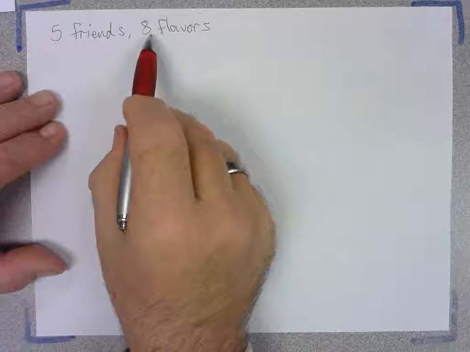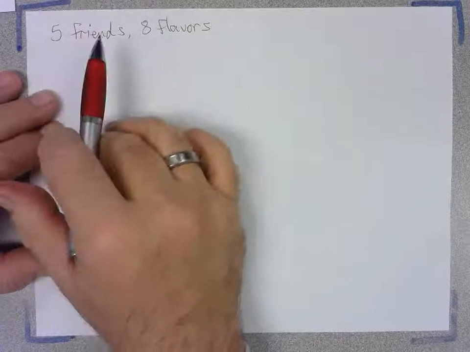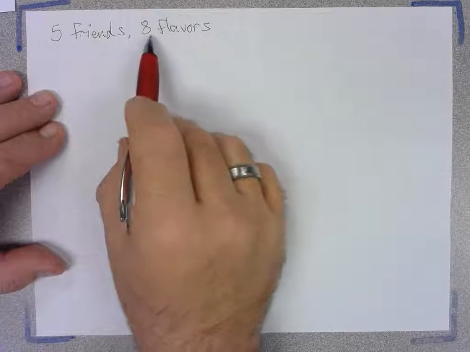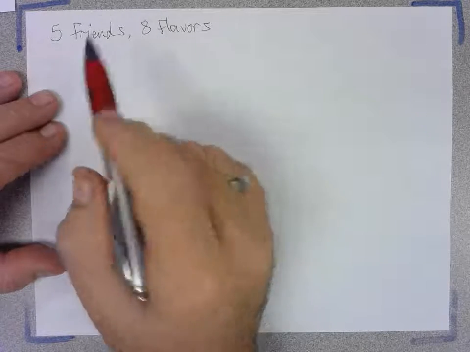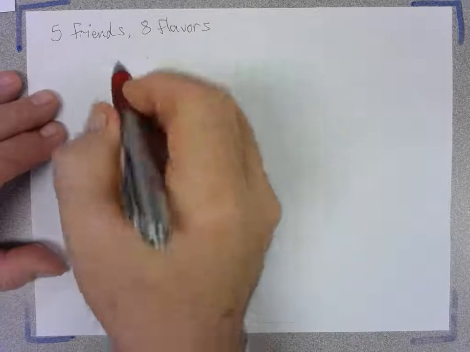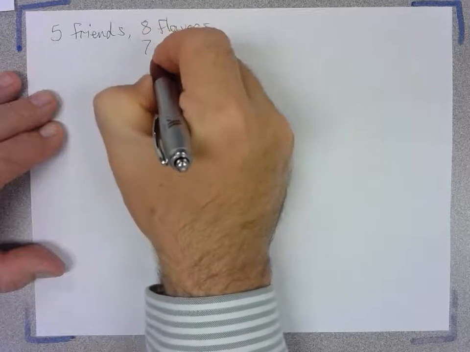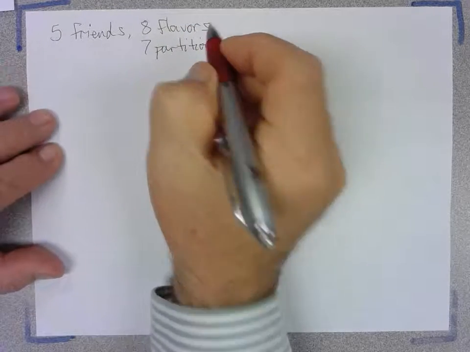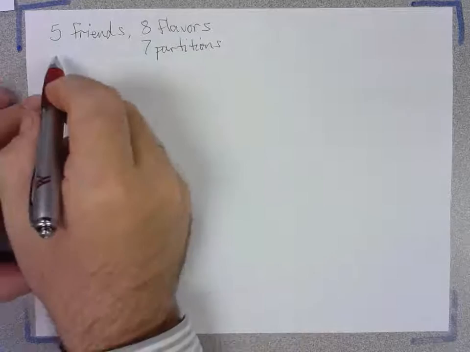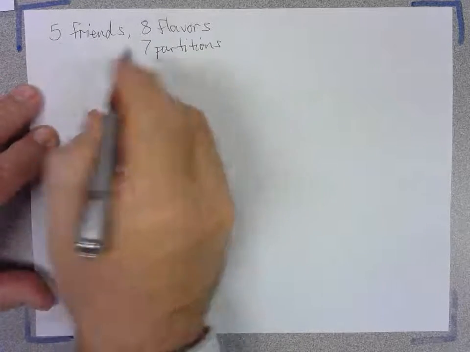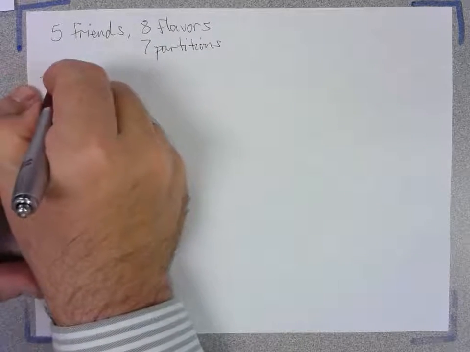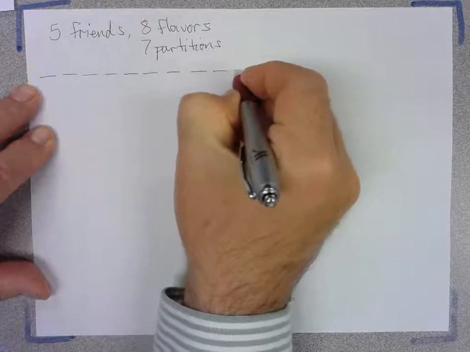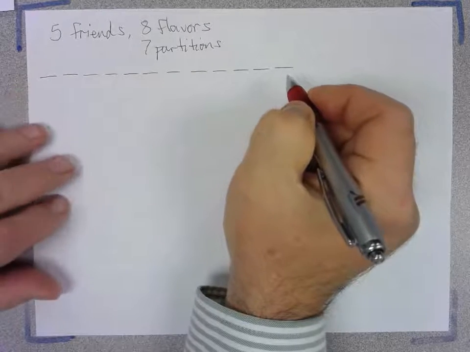If we're going to figure out how many different outcomes there are, if 5 friends, you and your 4 friends, are ordering ice cream from 8 flavors and everybody's just choosing 1 flavor, then we're going to need 7 partitions. And one of the outcomes could look something like this. If you have 5 friends and 7 partitions, that's going to be 1, 2, 3, 4, 5, 6, 7.